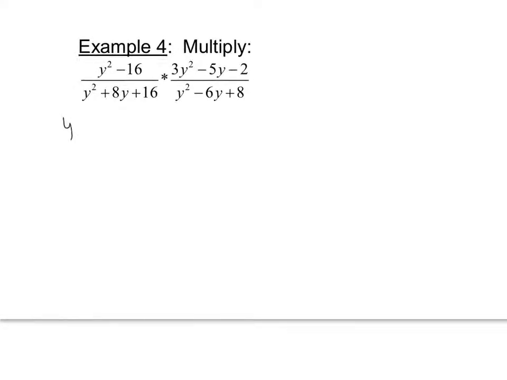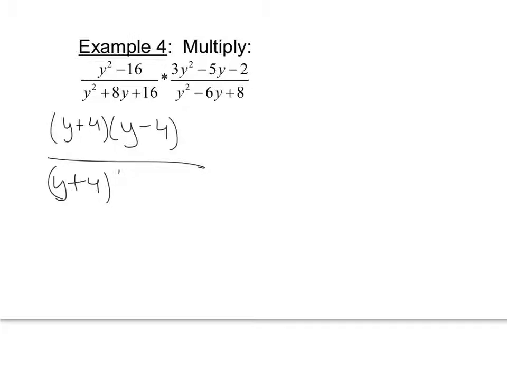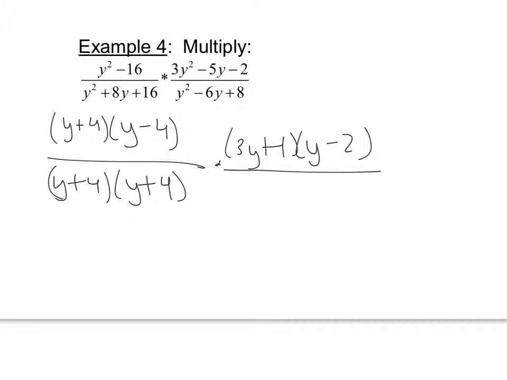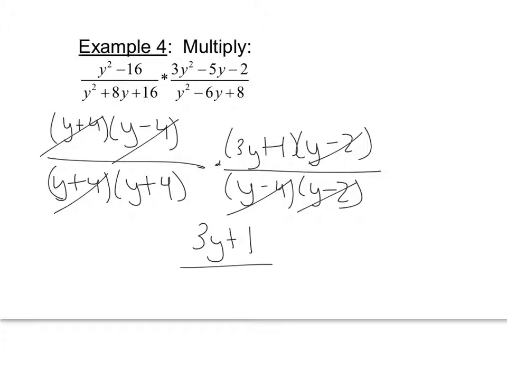Difference of two perfect squares, so it's y plus 4, y minus 4. This is the sum, so y plus 4, y plus 4. Multiplies to 6 and adds negative 5, so you need 6 and 1. So this is going to be minus 2, positive 1. And then multiplies to 8 adds to negative 6, so negative 4, negative 2. So these cancel. These cancel. One of these cancel. So what am I left with? 3y plus 1 over y plus 4.